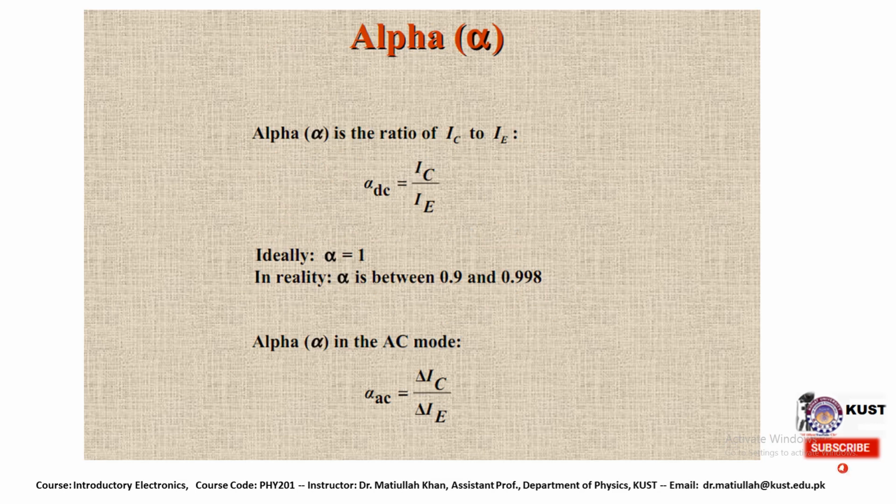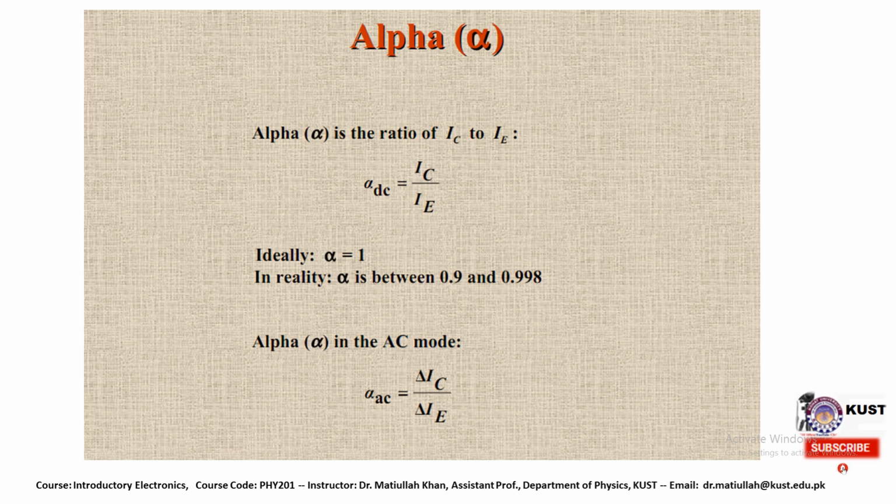We have some factors that describe the ratio between different currents, and they also describe the magnitude of current between the different regions. In some cases we will have a problem regarding this, in which some values will be given to us, and we need to calculate the unknown values. Therefore these relations are very important, and from these relations we can find out the unknown values.